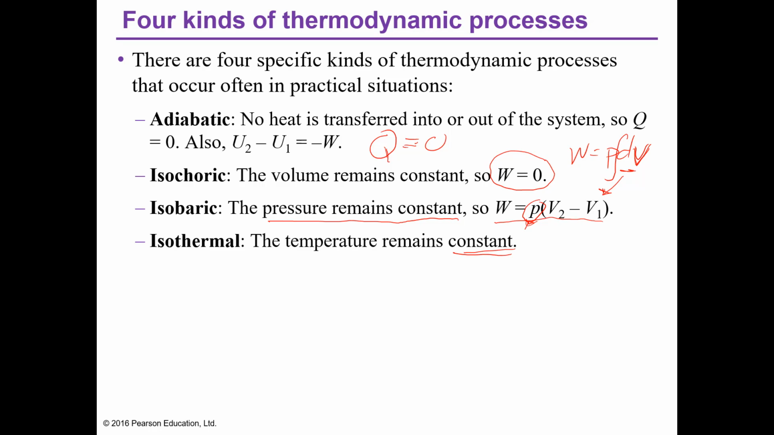So again, there are four kinds of thermodynamic processes. Adiabatic, it is when heat is 0. Isochoric, it is when volume is constant. Isobaric, it is when pressure is constant. And isothermal, it is when temperature is constant.